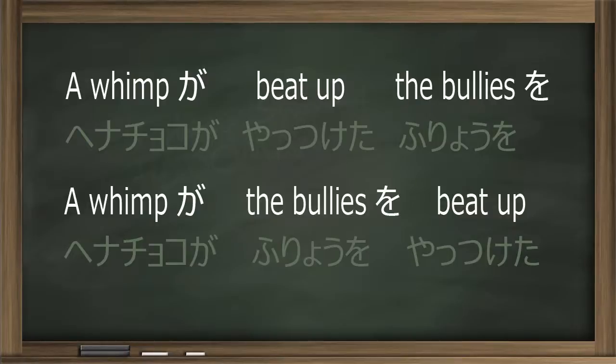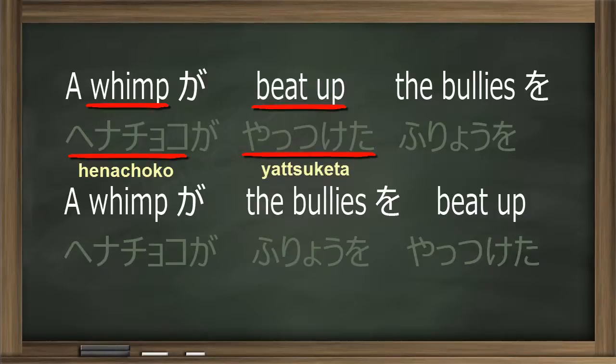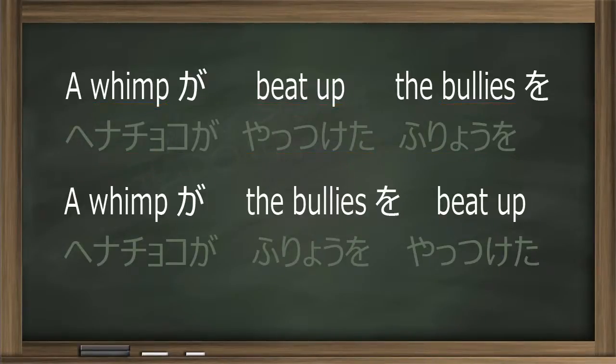A wimp ga beat up the bullies o. Okay, and the bottom one is a wimp ga the bullies o beat up. Wimp is hinachoko and beat up is yatsuketa. Bullies is furyo. So a wimp ga beat up the bullies o. If you said it all in Japanese, it's hinachoko ga yatsuketa furyo. And the bottom one is going to be hinachoko ga furyo o yatsuketa.